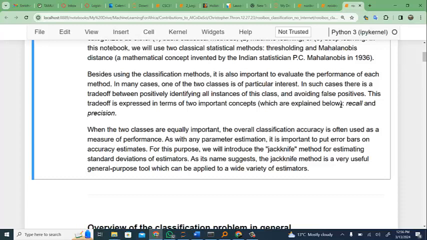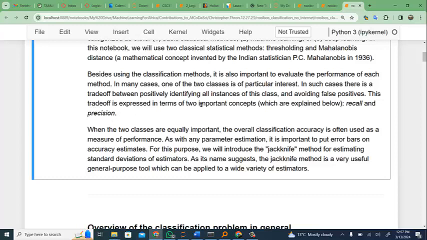As we said before, this is related to recall and precision. If recall is high, then most of the positive instances have been correctly identified as positive. If precision is high, then most of the instances that are identified as positive are actually positive.